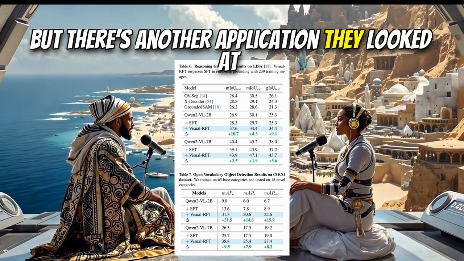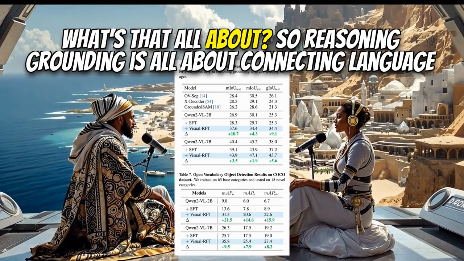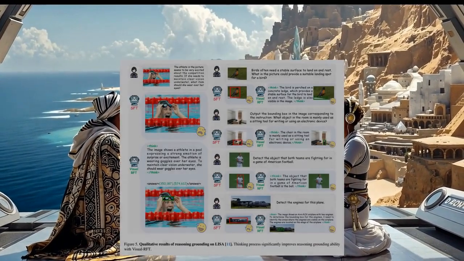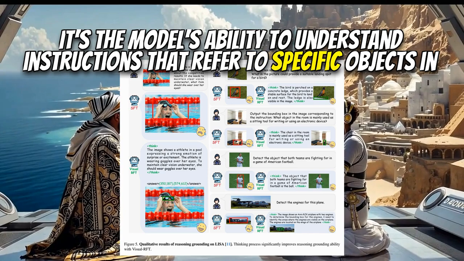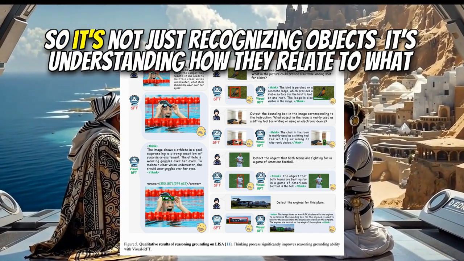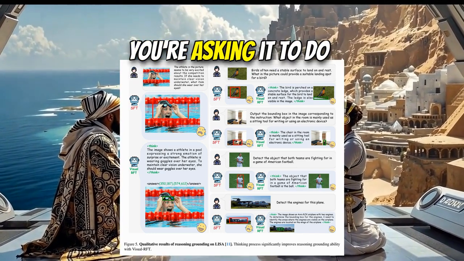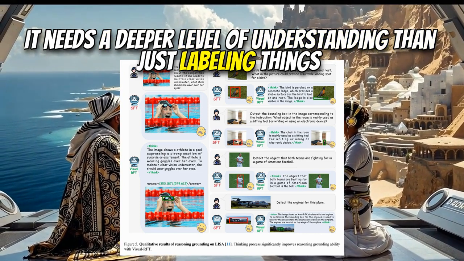But there's another application they looked at, and it's really interesting, reasoning grounding. What's that all about? So reasoning grounding is all about connecting language and visual understanding. It's the model's ability to understand instructions that refer to specific objects in an image and then actually find those objects. So it's not just recognizing objects, it's understanding how they relate to what you're asking it to do. Right, exactly. It needs a deeper level of understanding than just labeling things.